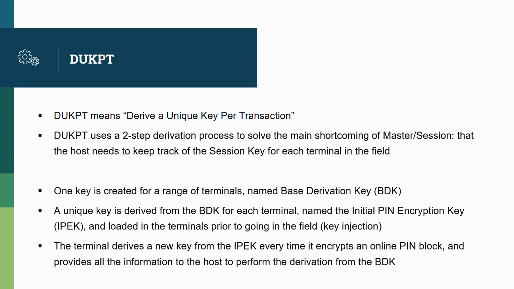After it starts its useful life, when it's operated, the terminal derives a new key from the IPEC key every time it encrypts an online PIN block, and it provides all the information to the host to perform the derivation from the base derivation key that the acquirer kept a record of.